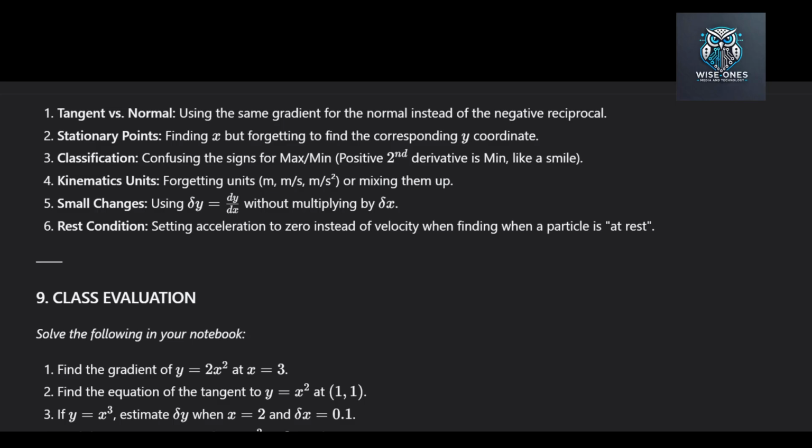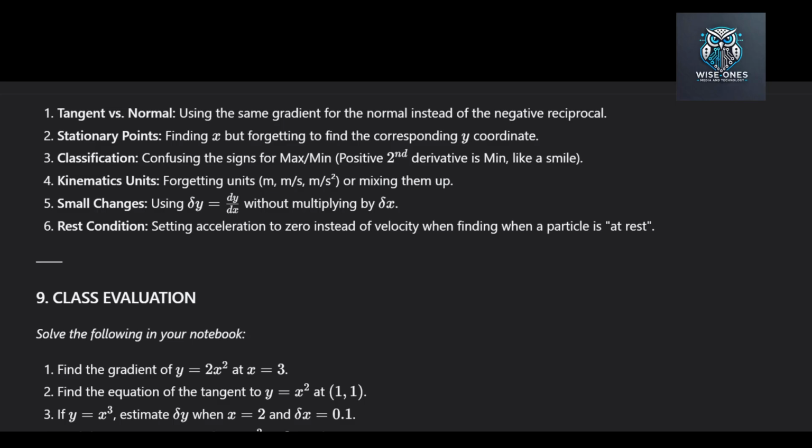Smile. Negative second derivative is maximum. Frown. Mistake number 4. Kinematics units, forgetting units like meters, meters per second squared. Correction. Always write the units. They are part of the answer. Mistake number 5. Small changes. Using delta y equals dy dx without multiplying by delta x. Correction. Delta y equals dy dx times delta x. Do not forget the step size.